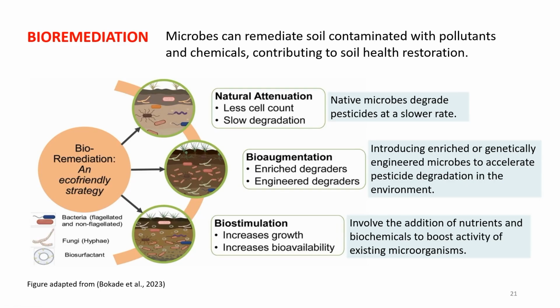There is natural attenuation, with a low cell count and then slow degradation. Native microbes degrade pesticides at a very slow rate. So, then we do bioaugmentation, where we have enriched degraders and engineered degraders, introducing enriched or genetically engineered microbes to accelerate pesticide degradation in the environment. Although there is a lot of reservation regarding introducing genetically engineered microbes, which we will discuss in later modules.